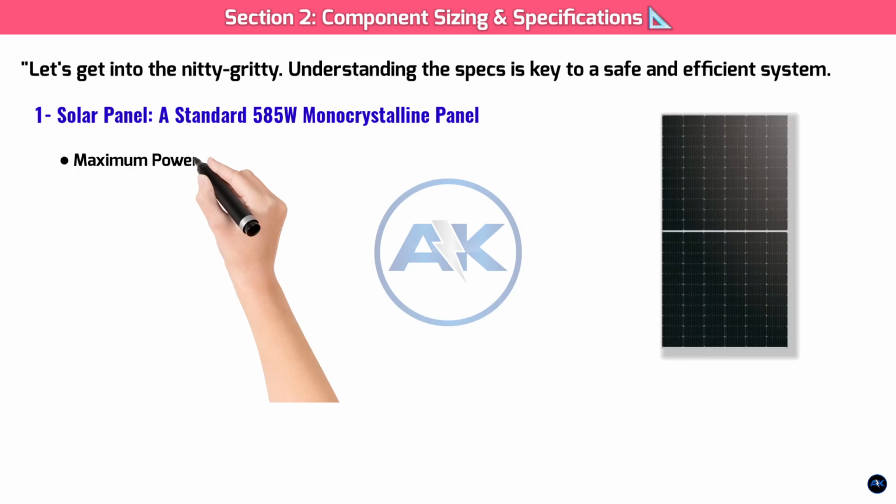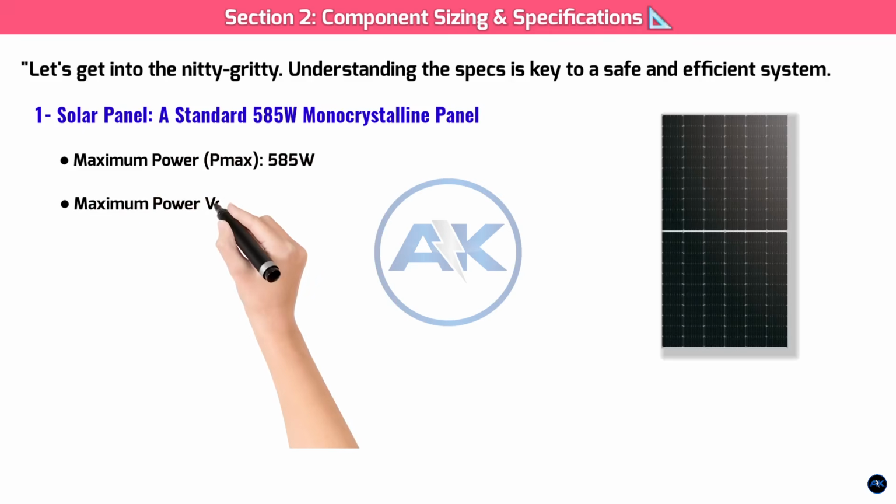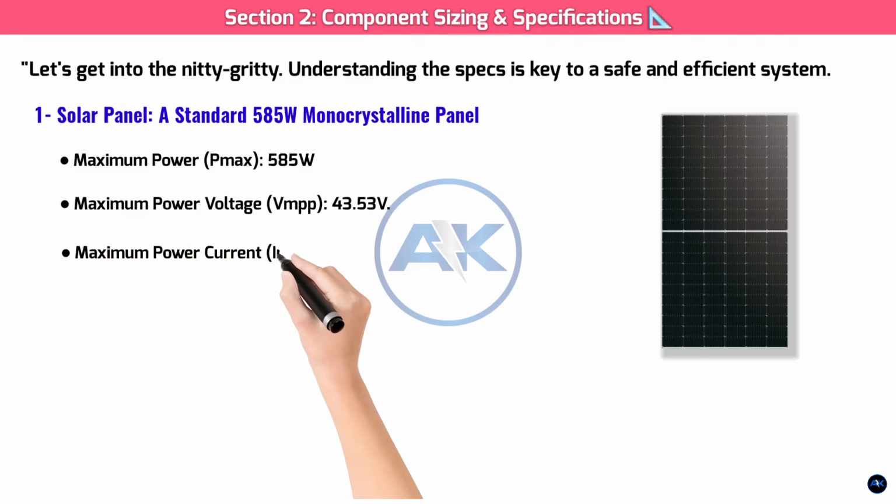Maximum power, Pmax, 585 watts. Maximum power voltage, VMPP, the voltage at which the panel produces its maximum power. This typically ranges from 42 volts to 44 volts. For example, a common value is 43.53 volts. Maximum power current, IMPP, the current at which the panel produces its maximum power. This is typically in the range of 13 amps to 14 amps. A common value is 13.44 amps.